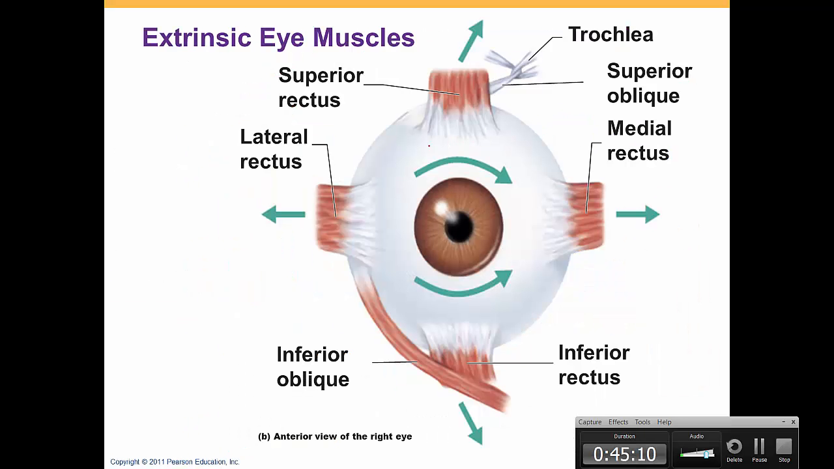So here are my extrinsic muscles of the eye: superior rectus, inferior rectus, medial rectus, and lateral rectus. Here's my inferior oblique, and here is my superior oblique. So these are 6 muscles. In addition to that, we have another muscle that elevates your eyelid. We call it the levator palpebrae superioris muscle.